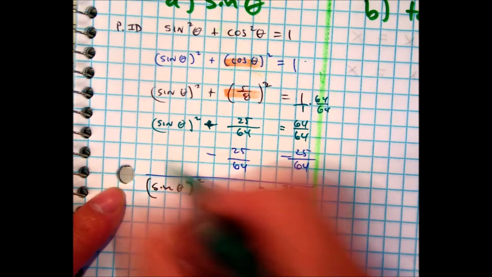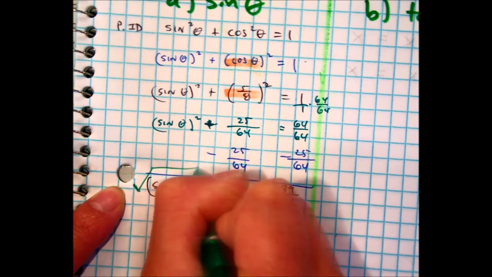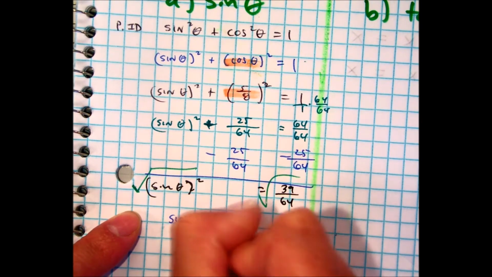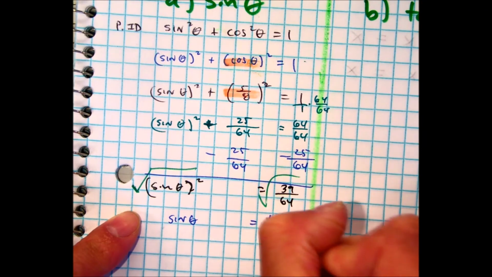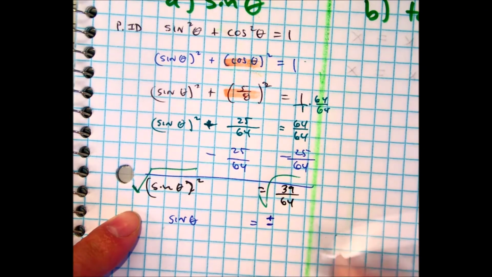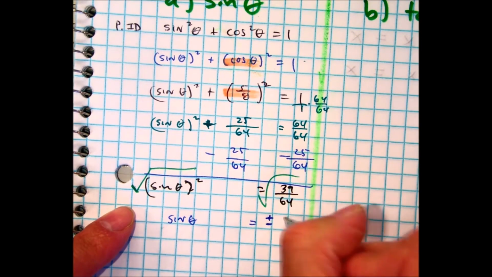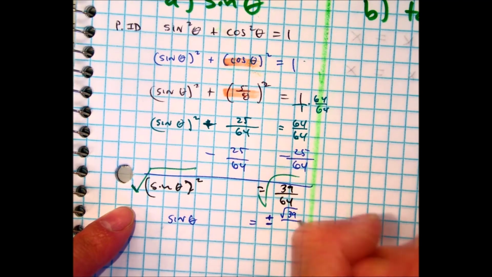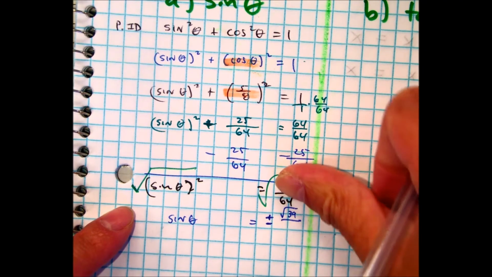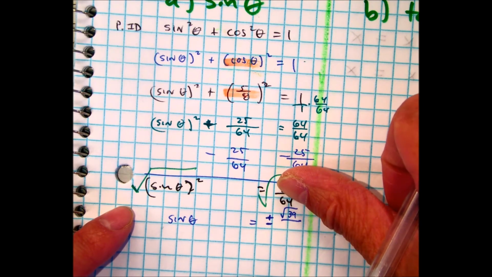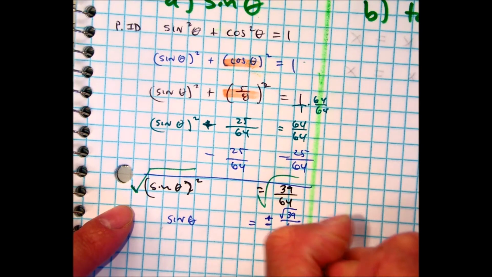To get rid of the power of 2, I'm going to take the square root. Sine of theta equals plus or minus. Now when you have a fraction, you're just taking the square root of 39, which you cannot simplify. And then you have the square root of, pay attention, 1 over 64. Class, what is the square root of 64? So really the square root of 1 over 64 is 1 over 8. 8 is in the denominator.